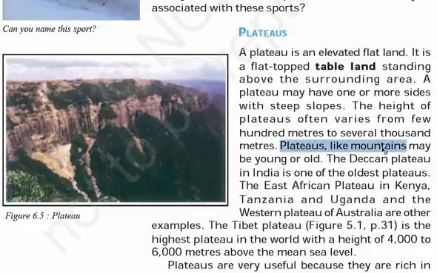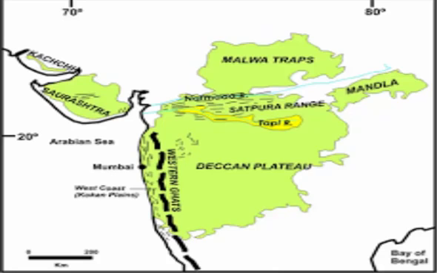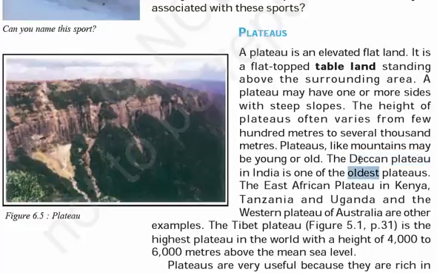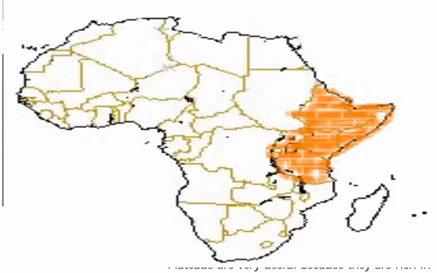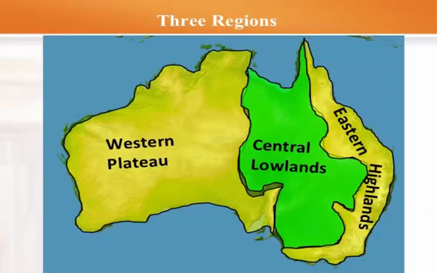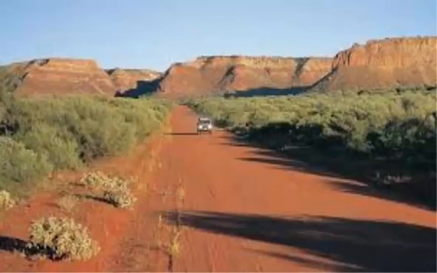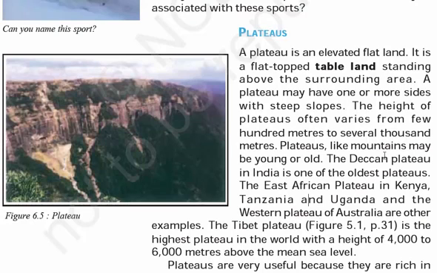Again, plateaus, like mountains, may be young or old. The Deccan Plateau in India is one of the oldest plateaus. Just remember this, Deccan. The word has been derived from a long time ago. So that's why old and Deccan can be related. The East African Plateau in Kenya, Tanzania and Uganda, and the Western Plateau of Australia are other examples. So they all are old plateaus.